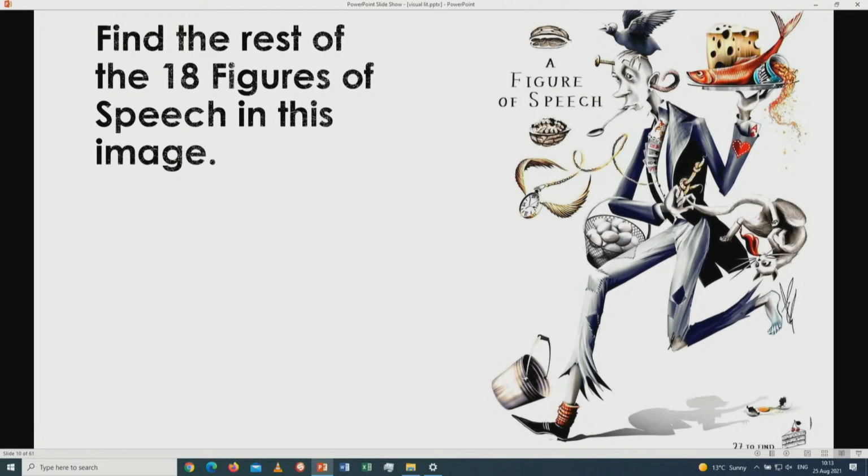And a worth, hold a cat by the tail. And a bird brain. In a nutshell, the cherry on the cake, walk in someone's shadow, and then bird's eye view. The shoe is on the other foot. These are 23 figures of speech that you can get from this picture.